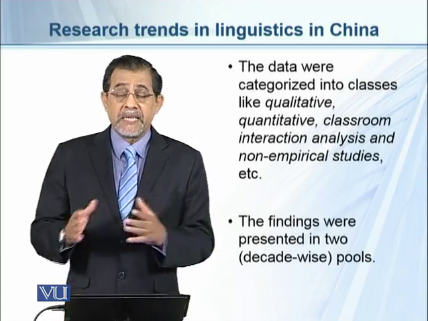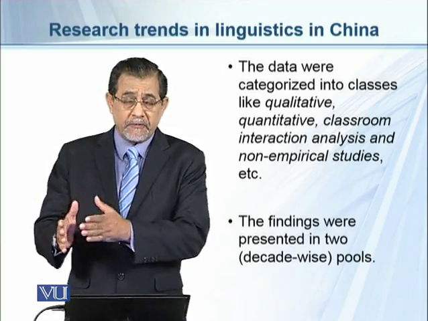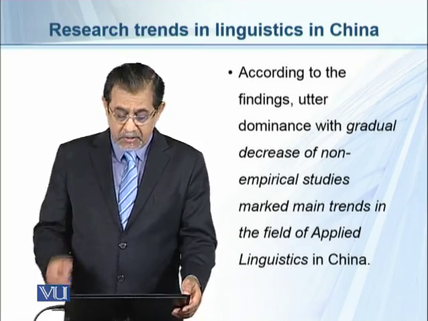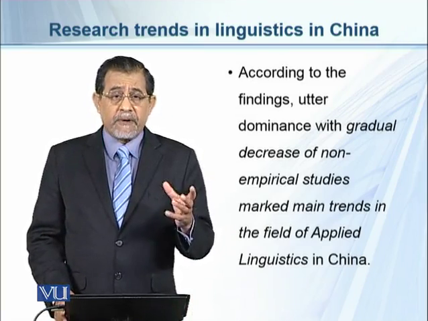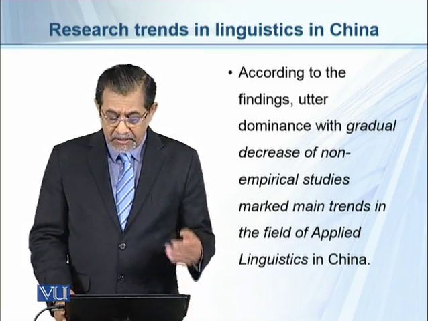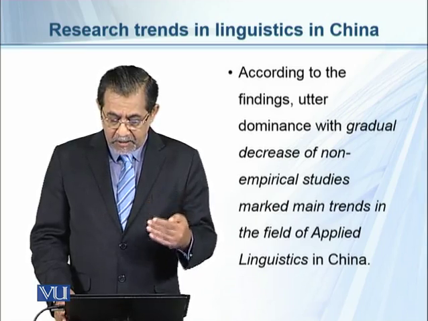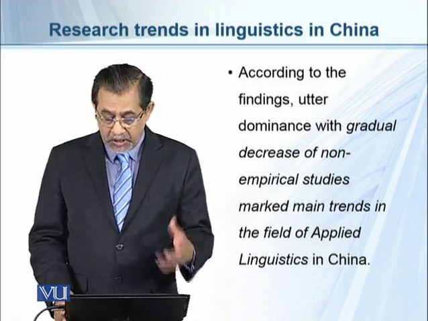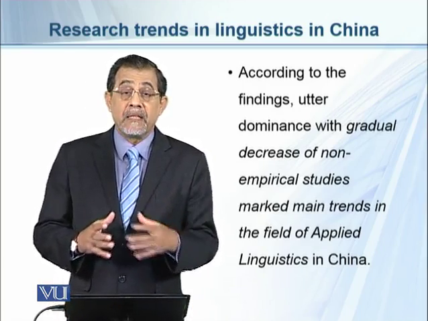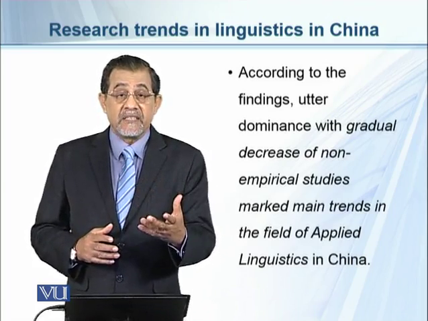The findings were presented into decade-wise pools. So what was in the first decade and what was in the second decade. It was a 2-decade study. According to the findings, utter dominance with gradual decrease of non-empirical studies marked main trends in the field of applied linguistics in China. So the studies were more empirical than they were non-empirical, which has been the practice in the past.